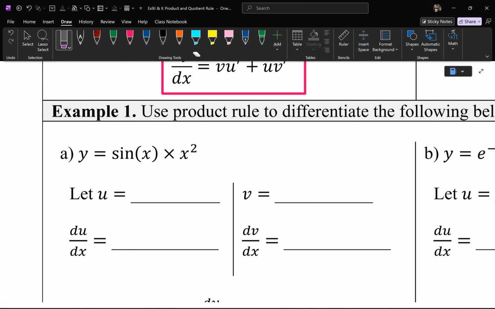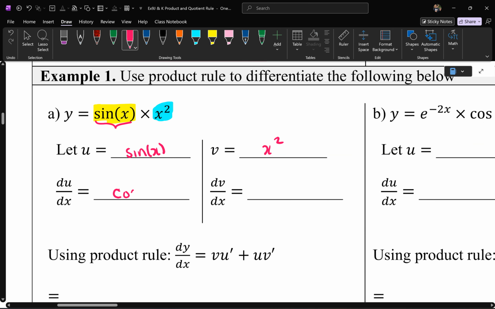Okay? All right, here we go. So we've got 2 functions here. We've got a sine of x, and then we've got an x squared. So here I would say let u equal sine of x, and let v equal x squared. I know in the rule I'm going to have to find the derivative of each one. So let's test your memory or understanding again. What is the derivative of sine of x? Can I please have Viva?